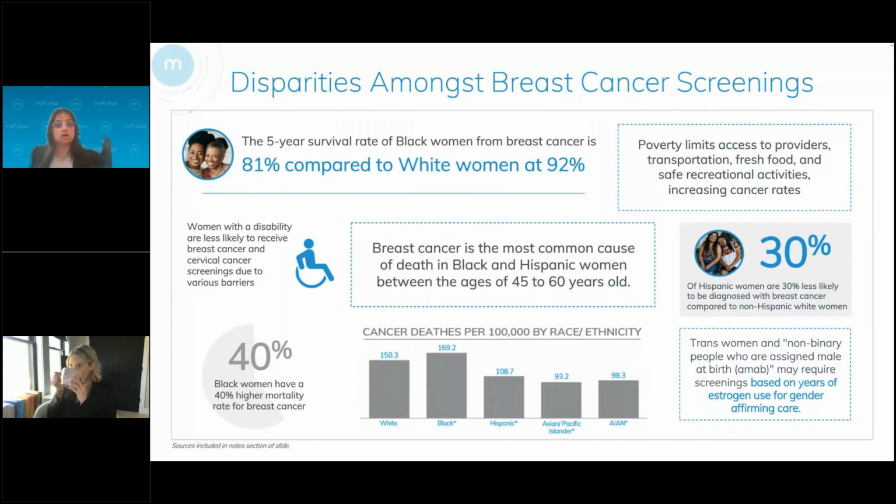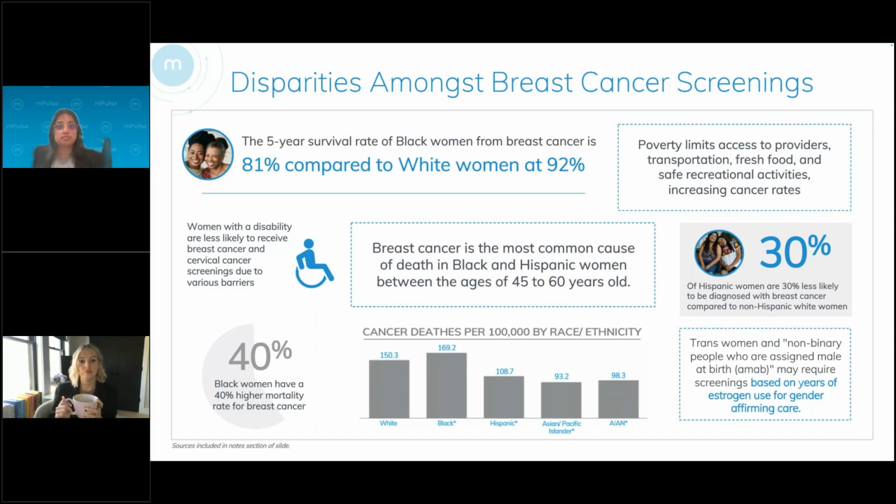I'm not going to read you all of the statistics on this slide, but I'm going to give you some highlights. So we can see here that Black women's 5-year survival rate for breast cancer is nearly 11% lower than white women. And women with disabilities are less likely to get any cancer screening due to various barriers, including accommodations for their disabilities, which results in a higher prevalence of these cancers.